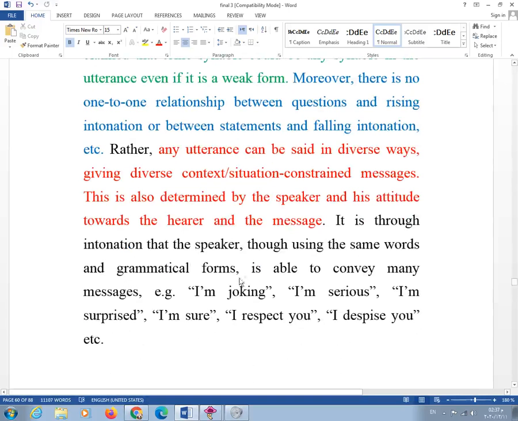messages. For example, he may say, I'm joking, I'm serious, I'm surprised, I'm sure, I respect you, I despise you, etc. So the intonation or the tone used illustrates a lot of things, indicating the speaker's attitude towards the listeners, and also the speaker's attitude towards the message.